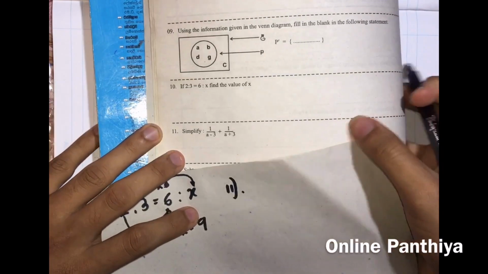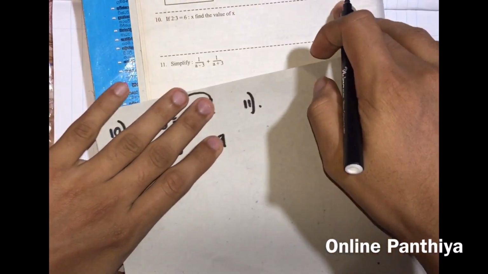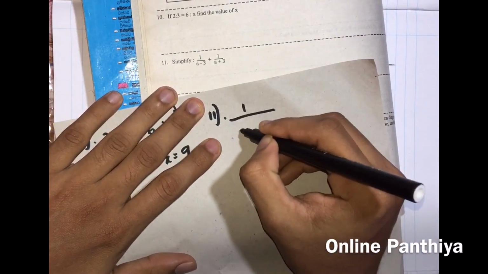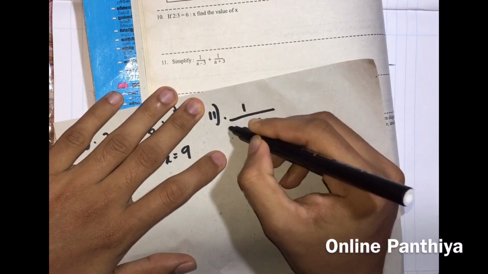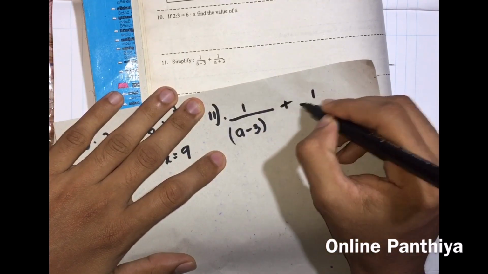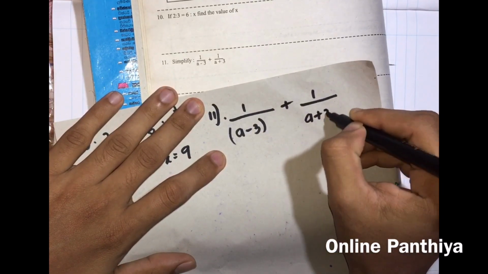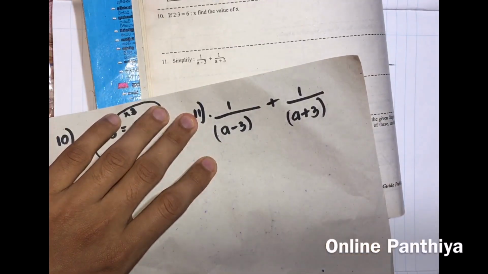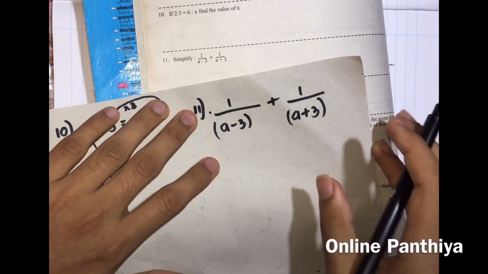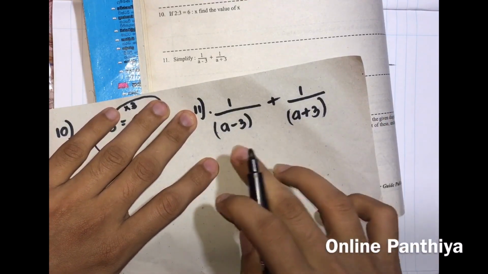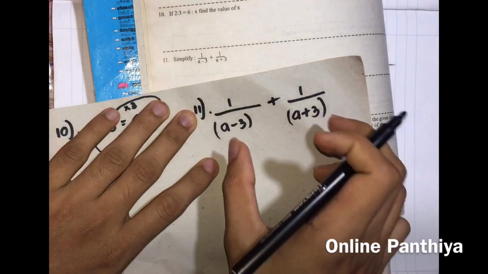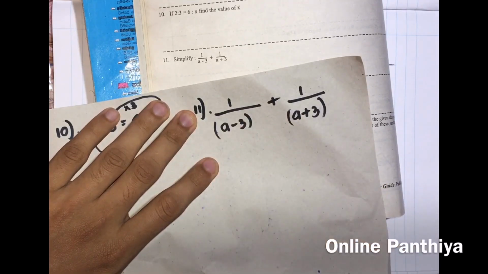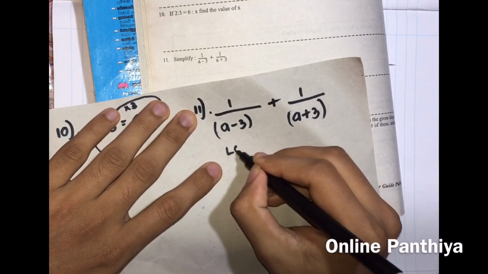Okay, so let us check the 11th question. They have given you two fractions, algebraic fractions. You have to add both. The denominator of one fraction is a minus 3 and the denominator of the other fraction is a plus 3. Now since the denominators are not equal, you have to find the LCM of both. What is the LCM of both? The LCM of both is the multiplication of both of these numbers. So the LCM is this.